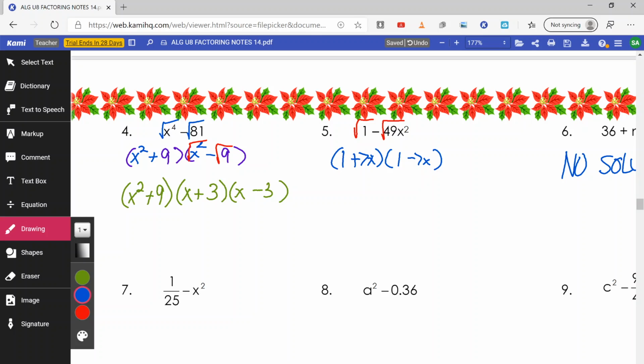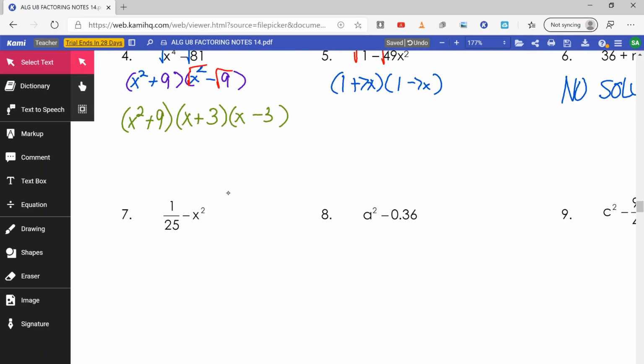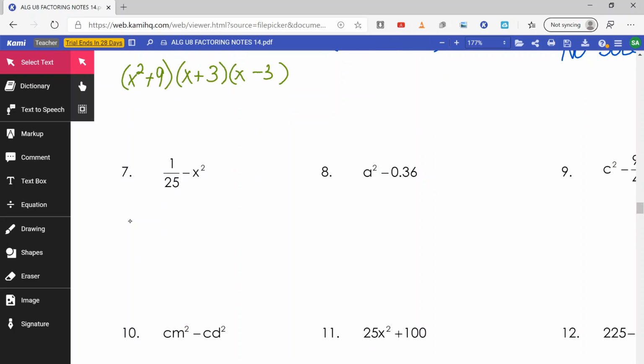Now 7 will be the last one I do with you guys. 1 over 25 minus x squared. This one looks a little bit different. So 1 over 25 minus x squared. First thing, do we have a common factor? Well, I got the fraction 1 over 25 and I got the letter x squared. So there are no common factors that I can divide off.